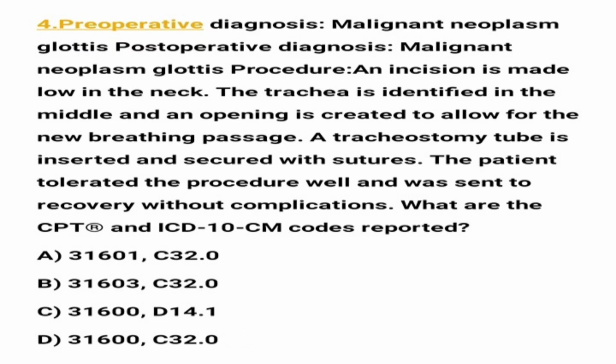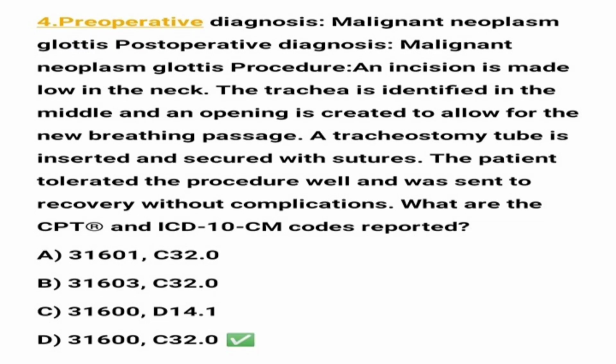And option B, 31603, is for tracheostomy emergency procedure, transtracheal. This question didn't mention transtracheal, so this is also a wrong answer. So the right answer is option D. This is 31600, for tracheostomy planned. Here the age is not mentioned and tracheostomy is confirmed. So option D is the right answer.